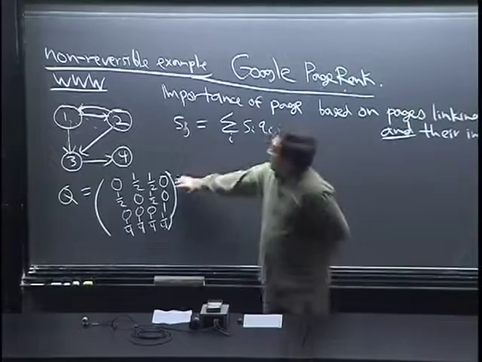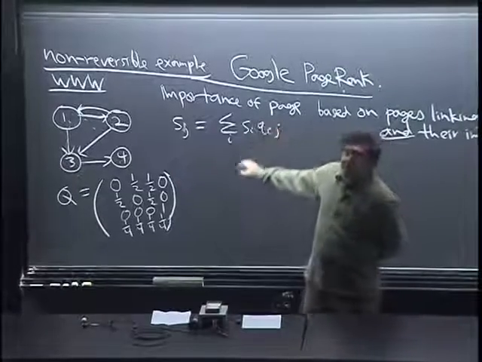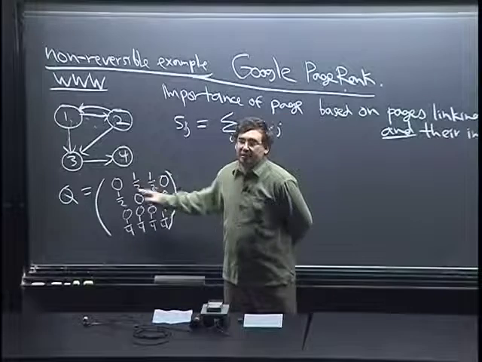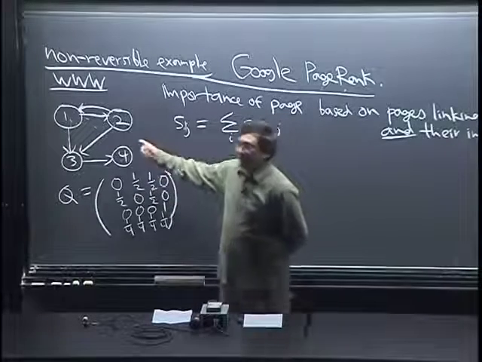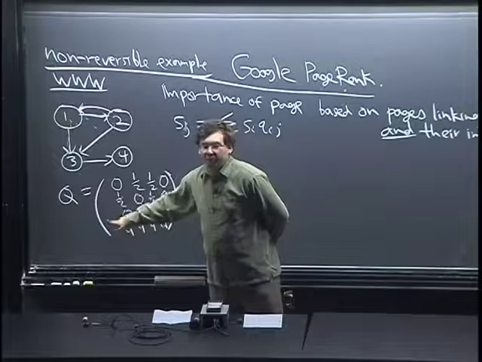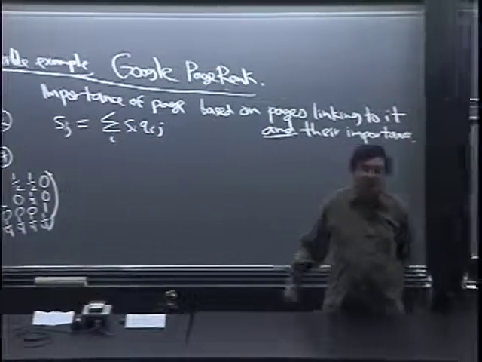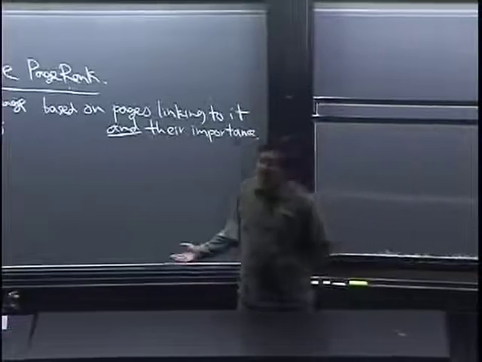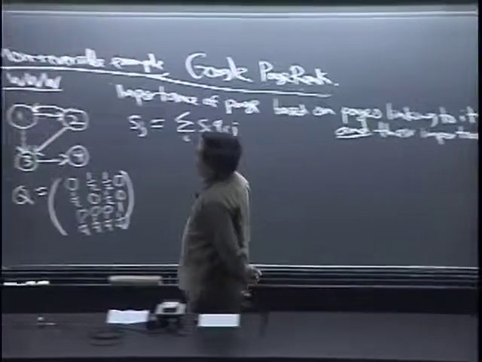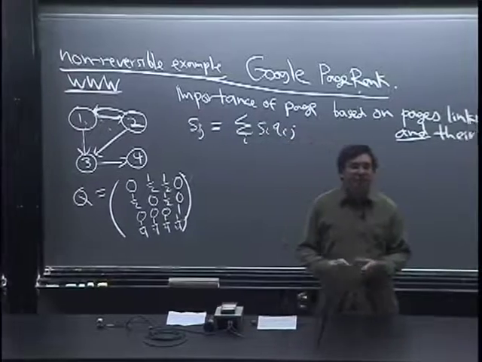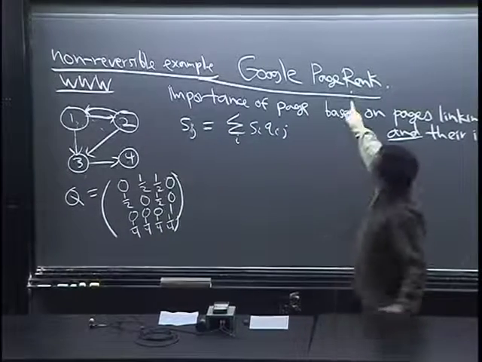Okay, so you define Q in this way, where you're just doing all the links, but you're making each row sum up to 1. And if there's a page that has no links, then just make it 1 over the number of pages in the entire web. So this has a pretty natural interpretation, and this is what they were thinking about.